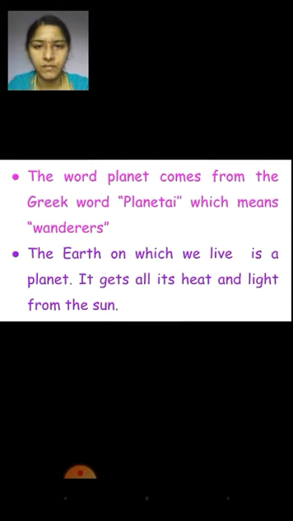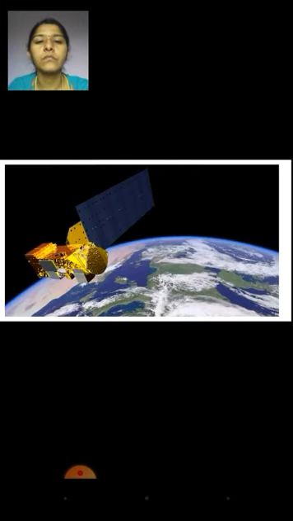Now you can see the picture here. So what do you see? You see a satellite which moves around the planet. It is a satellite. It will move around the planets. Now, what is a satellite? A satellite is an object that moves around a larger object.